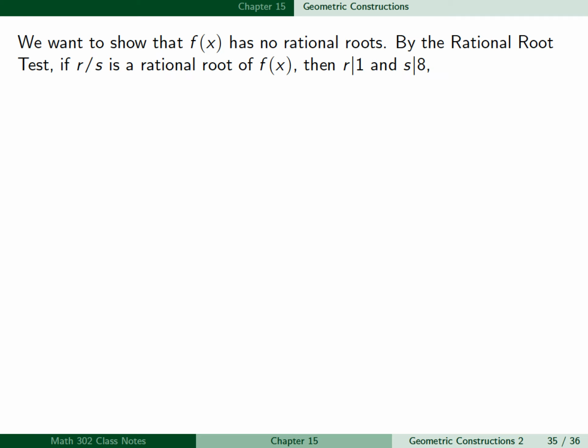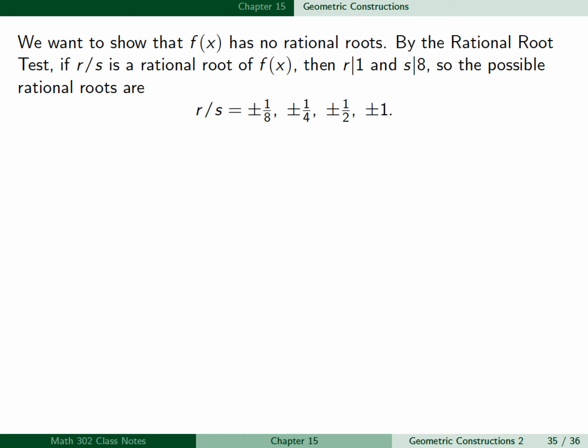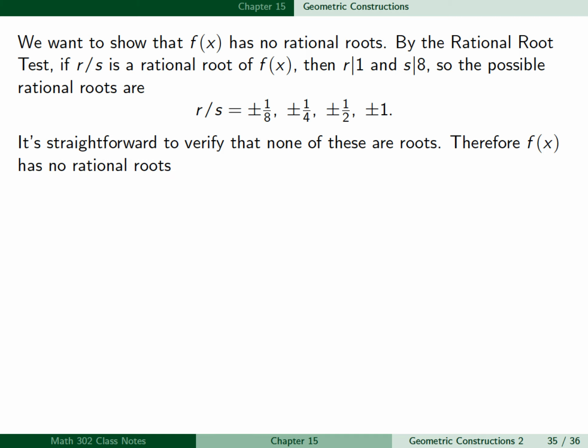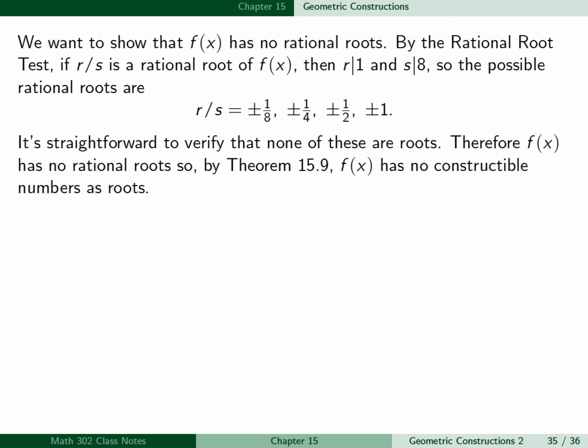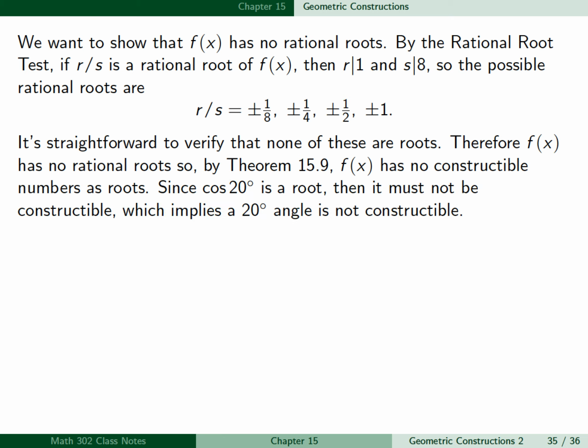So by the rational root test, if r over s is a rational root of f of x, then r must divide 1, the constant term, and s must divide 8, which is the leading coefficient. And so the possible rational roots are plus or minus 1/8, plus or minus 1/4, plus or minus 1/2, and plus or minus 1. Okay, it's straightforward to verify that none of these are roots, so I won't go through that. Therefore, f of x has no rational roots. And so by theorem 15.9, f of x has no constructible numbers as roots. And since cosine of 20 degrees is a root, it must not be constructible, which implies a 20-degree angle is not constructible. And so thus a 60-degree angle cannot be trisected.